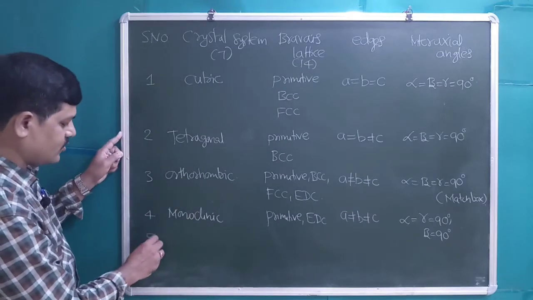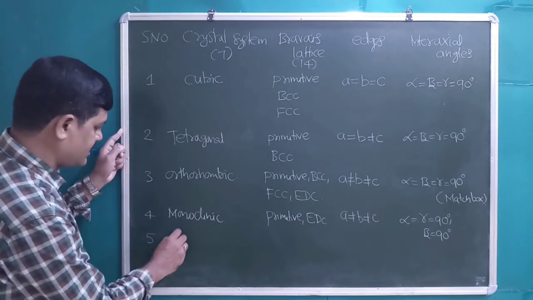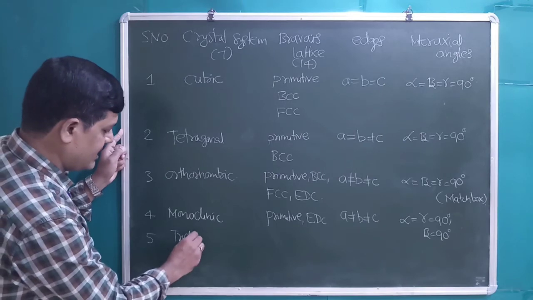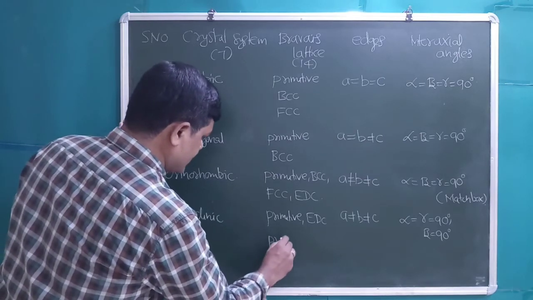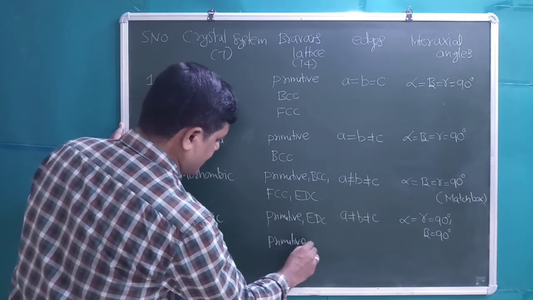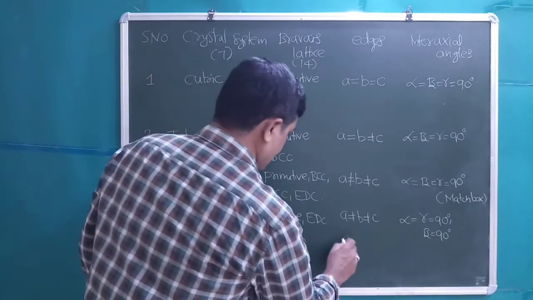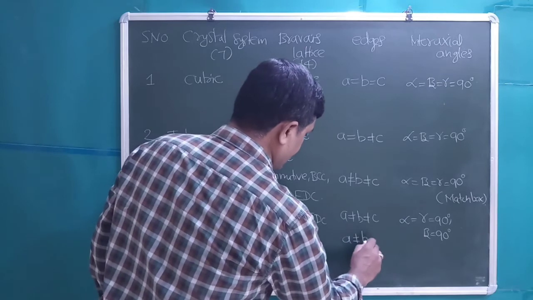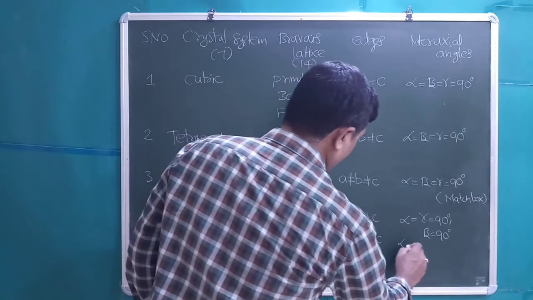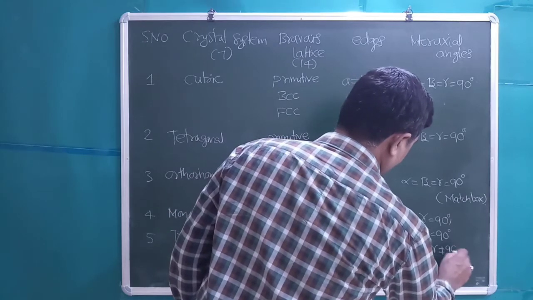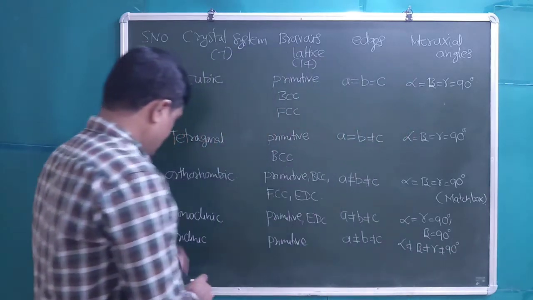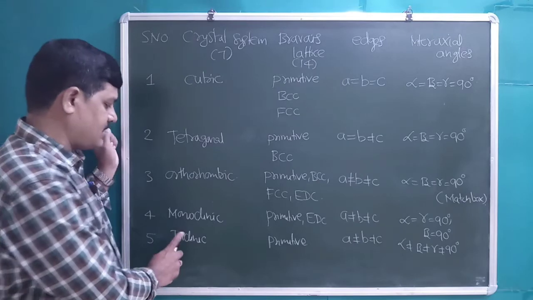Fifth, triclinic, which is known as the most odd crystal system. Here only primitive is possible. Primitive A not equal to B not equal to C, alpha not equal to beta not equal to gamma, which is not equal to 90 degrees. Most odd crystal system is triclinic.